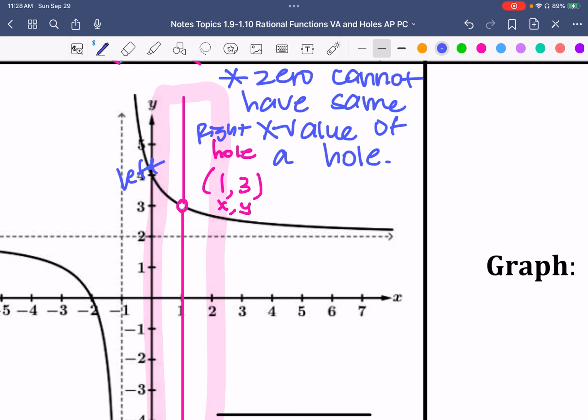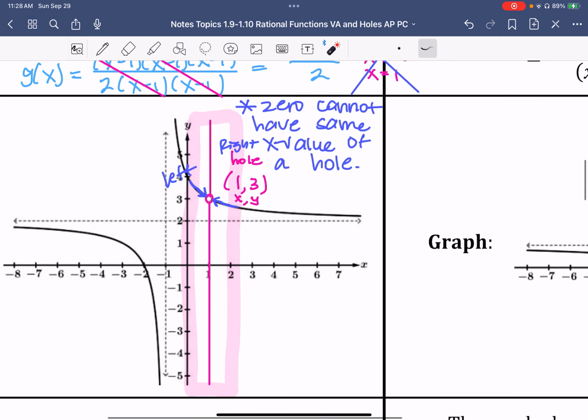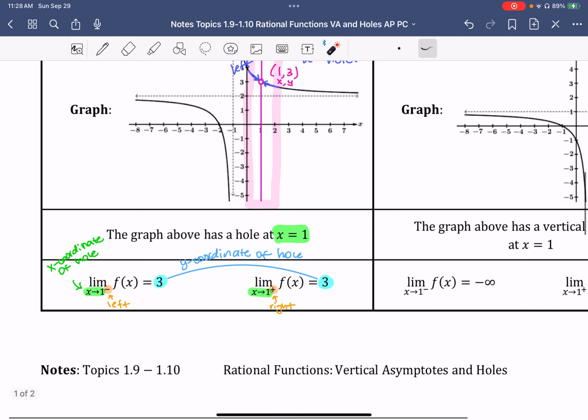So this is the left of the hole and this would be the right of the hole. As we come in from the left of the hole, you can see that my y values are approaching 3. If I come in from the right going towards the hole, again, my y values are approaching 3. So from both directions, I'm coming in towards the same exact y value, which is y equals 3. Okay, so that's how you do the limit for the holes.